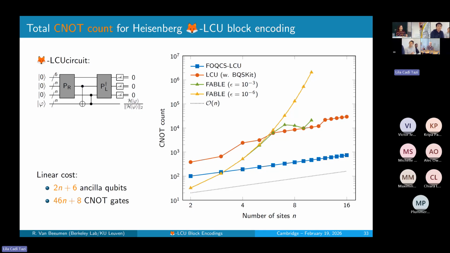Here is a comparison of CNOT count for this model, where we have the FOQCS LCU, and we see it scales linearly with the number of sites or number of qubits of your model, whereas the red curve is scaling superlinearly. What we did here is we used the standard formulation, put it in Qiskit, then even used Bquskit, got another 10%, but already for 16 qubits you have more than an order of magnitude difference. Then we compared it to FABLE, a fast approximate block encoding technique we developed a couple of years ago, which we know scales exponentially. We can do some truncation, and based on the truncation parameter epsilon, it's a bit competitive.